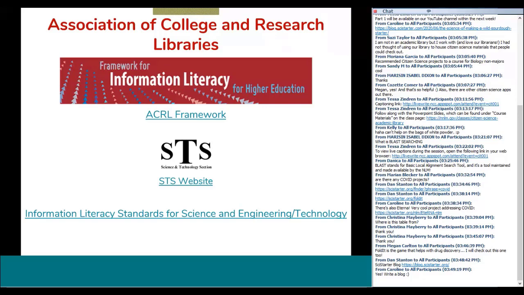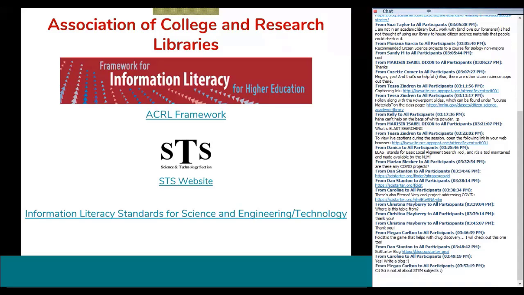So if we look again at ACRL as an overall professional base, the Science and Technology Section, STS, is the home for science librarians, and a great place to learn and keep up with how science and technology are and can be done in academic institutions. There's a lot of information on that site. There's a listserv for asking questions.